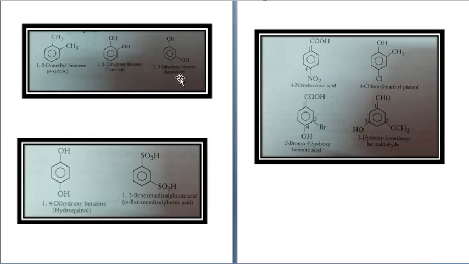Alright, now rules for naming aliphatic compounds having polyfunctional groups, more than one functional group. Like I was telling you just now, if a compound has more than one functional group, then in the IUPAC system, one of the functional groups is chosen as the principal functional group, and the remaining functional groups are treated as substituents and are indicated by prefix. Numbering of the parent chain is done in such a way that the principal functional group gets the lowest number.